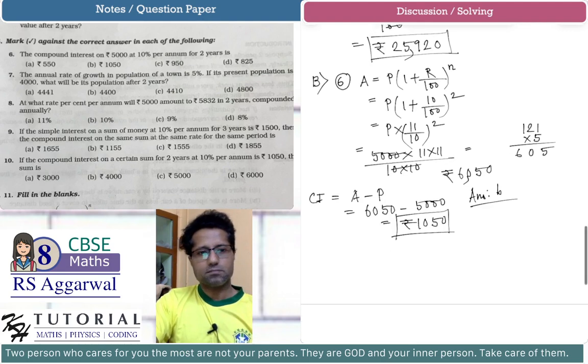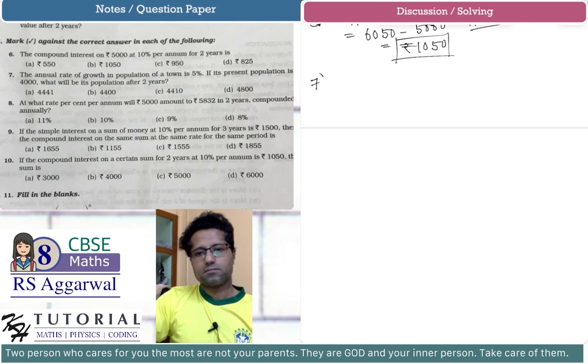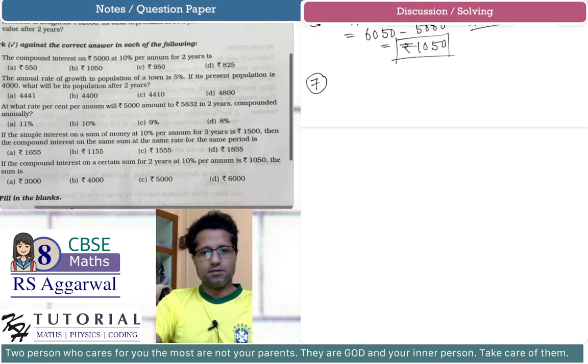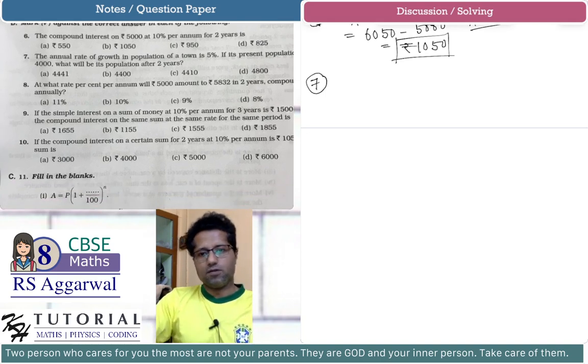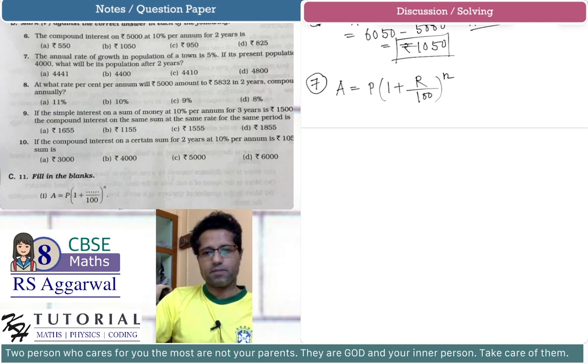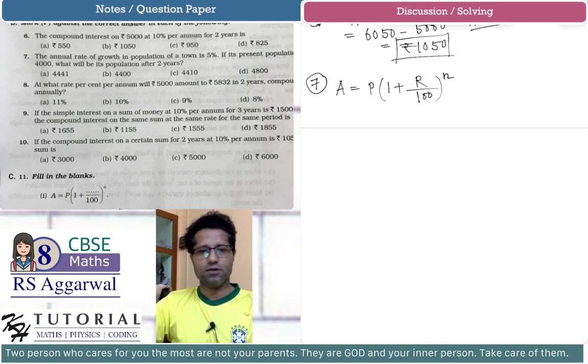Okay. Let's do problem number 7. The annual rate of growth in population of a town is 5%. If its present population is 4,000, what will be its population after 2 years? So the formula is A is equal to P multiplied by 1 plus R by 100 to the power n, where P is the initial population. R is the rate of growth per annum, and n is the time duration, that is, it is asking after 2 years, so n is 2.